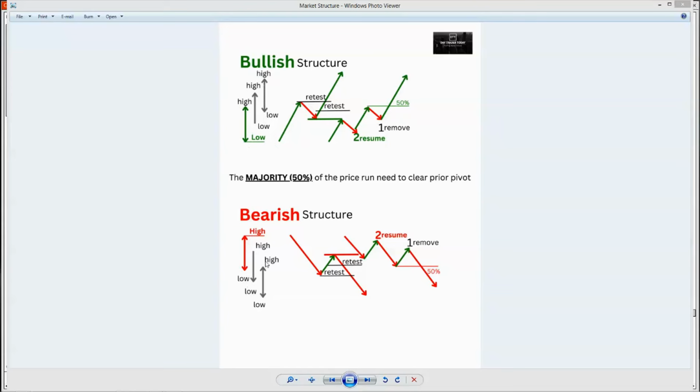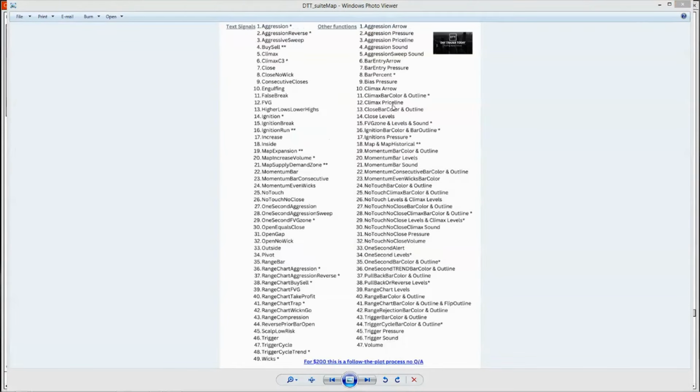I want to draw your attention to the highs and the lows, so we can make sense of some of the chop. I'm offering all of the indicators. Now, this is not all of them. These are only the ones that I felt the need to list.